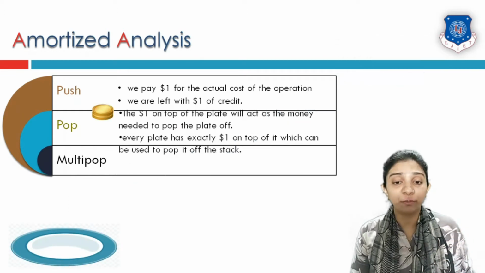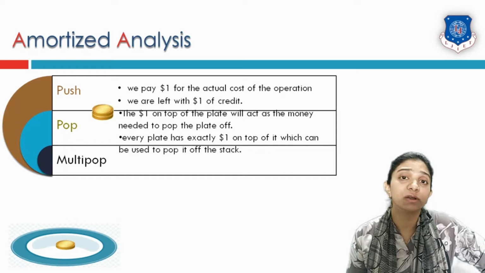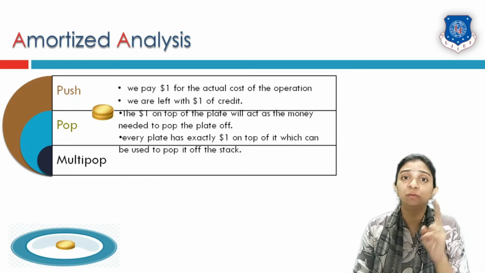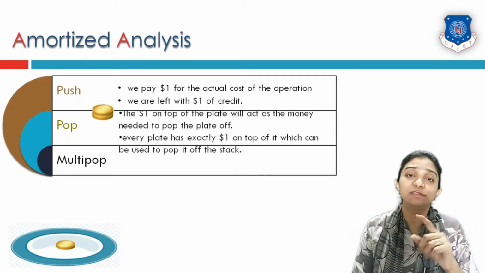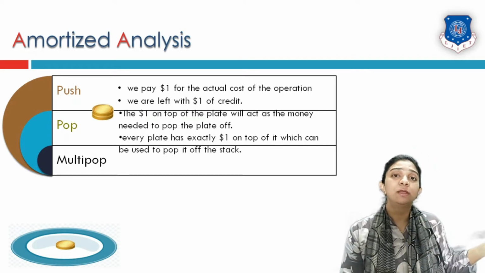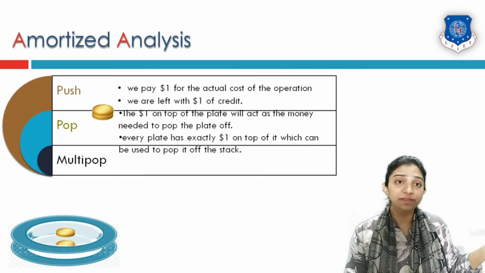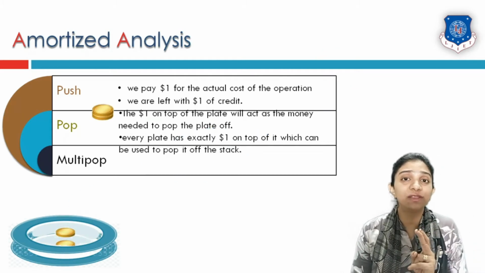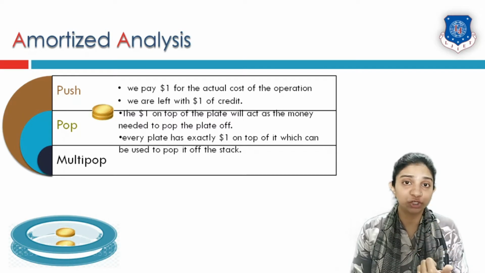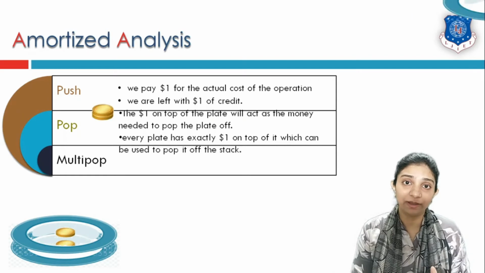And for multi-pop operation, say for example this is my stack. So whenever I push a plate on a stack, I use 2 coins. One coin is used for pushing and the remaining one coin will be put over the plate. When I put another plate, again I will use 2 coins. One coin is used for pushing and one coin is placed over the top of the plate.